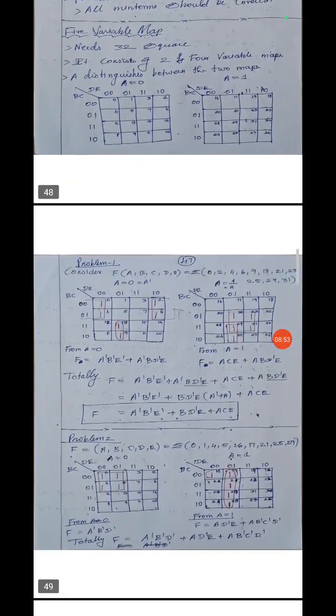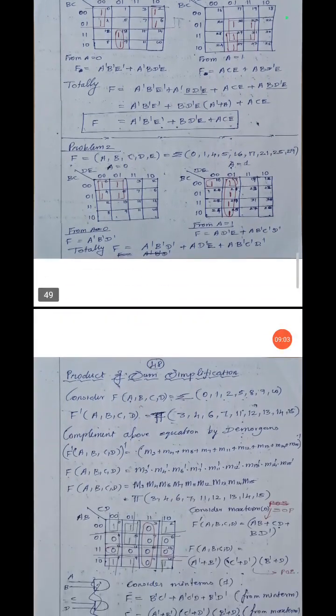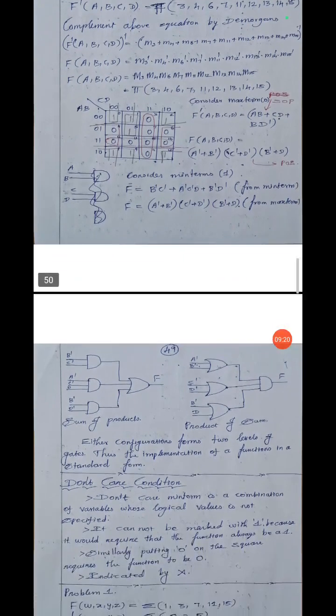Then the next one is 5 variable. The 5 variable is also the same as 4 variable, but we have to develop 2 K maps and combine both K map outputs. We also have to study the 5 variable. The next one is product of sum simplification. So they will give min terms, a b c d equals sum of some numbers. Then you have to find the product of sum and sum of product by using the K map.